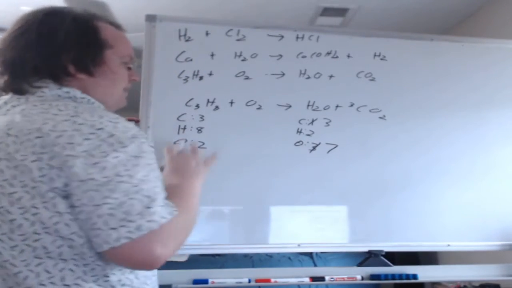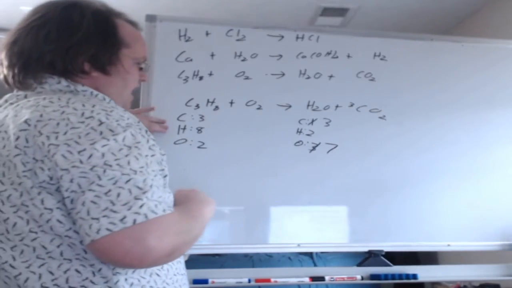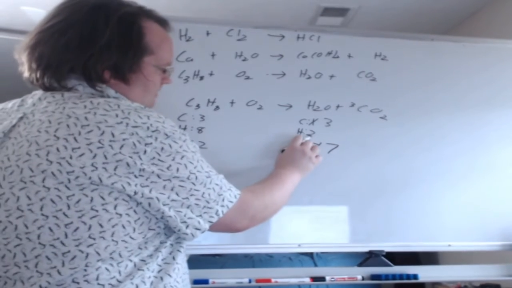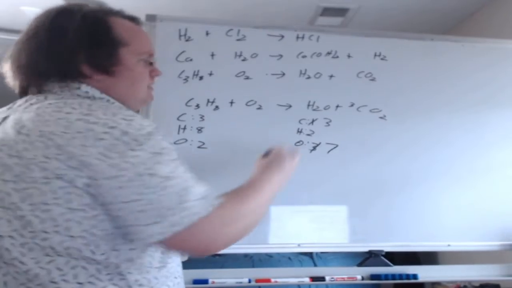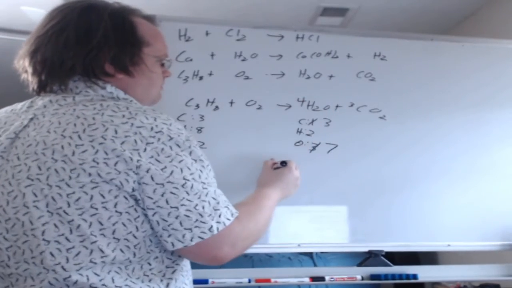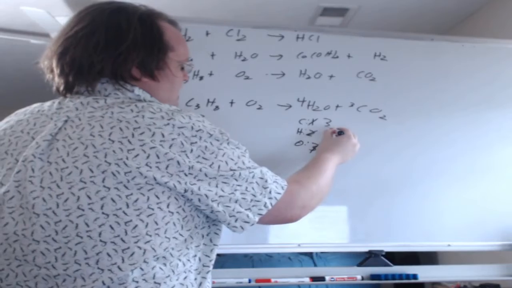Yes. So that'll get my carbons balanced. Now then I have my hydrogens. So here I've got 2, and on the reactant side I have 8. So I'm going to put 4 water molecules. So with that, I now have 8 hydrogens.